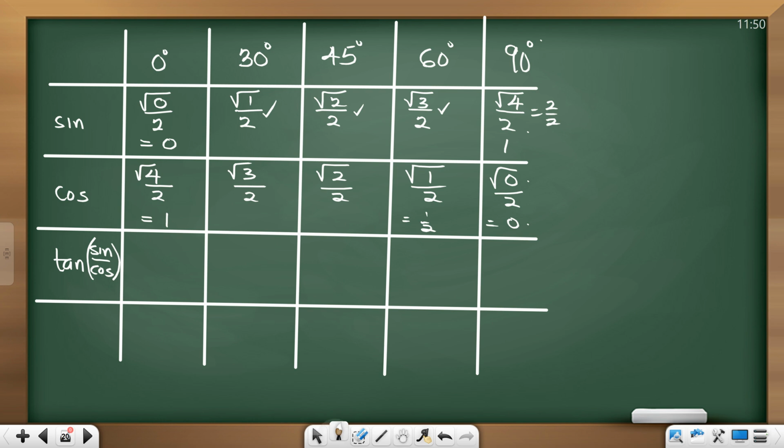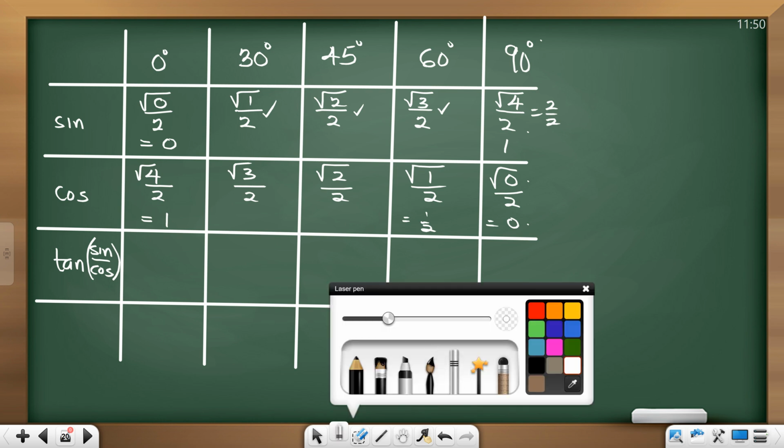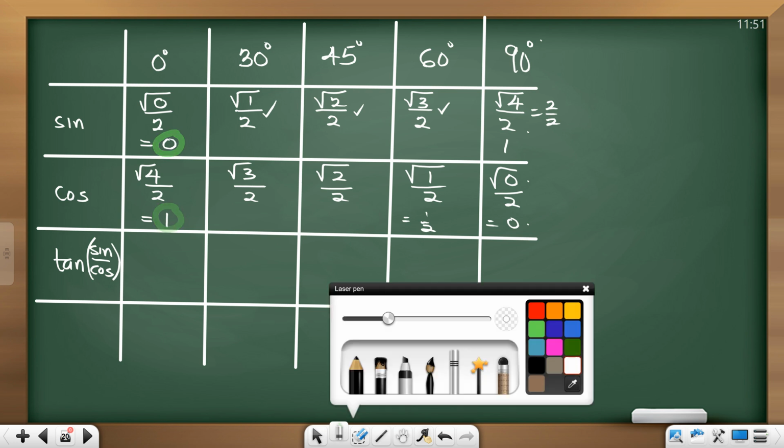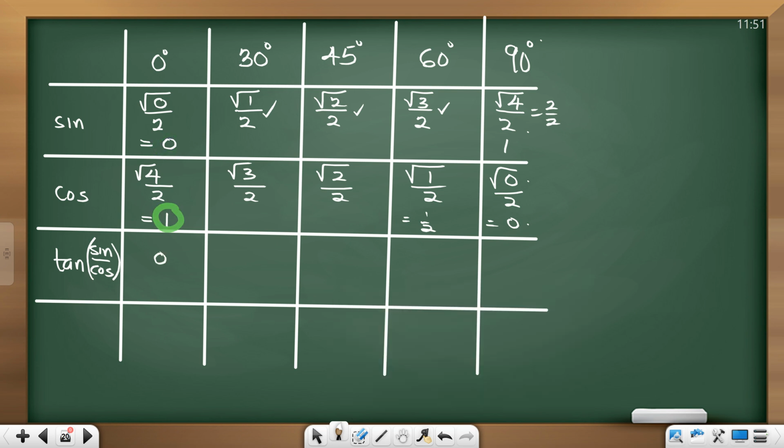What is that? Check this. What is your answer here? Whatever answer we get on top, what is 0 divided by 1? 0. Done there. What is root 1 over 2 divided by root 3 over 2? Grade 7. Check. I want to see that calculator on the table.